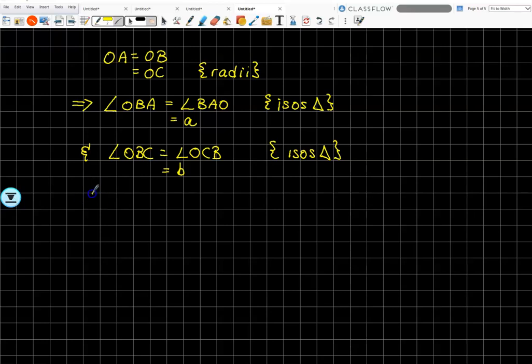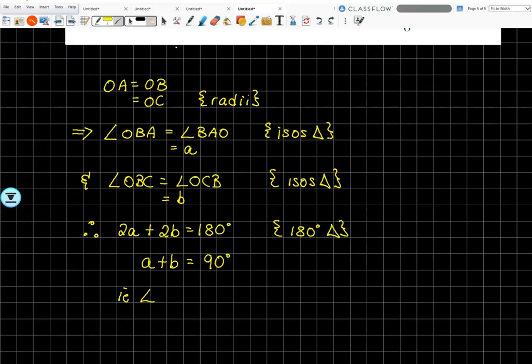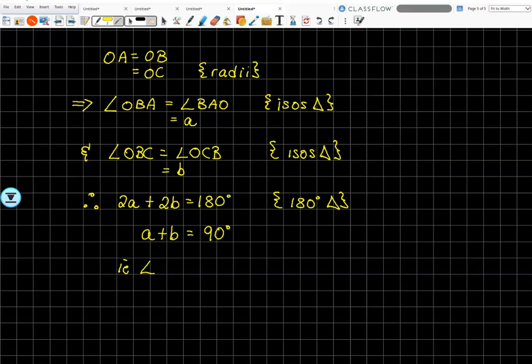Right, now we said, therefore, 2A plus 2B equals 180 degrees. Why was that? Because there's 180 degrees in a triangle. And therefore, A plus B equals 90. So, i.e., angle ABC.